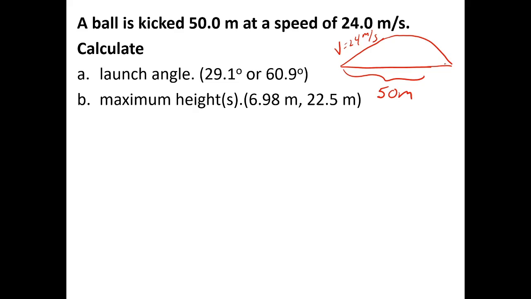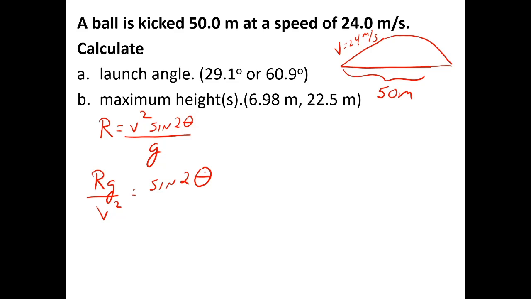Now, because this is level to level, we're kicking it down a field, we can use the range formula. So range is v squared over g times sine of 2 theta. Now it wants the launch angle, so we're after the theta. So what we're going to do here is rearrange this. We're going to have rg over v squared is sine of 2 theta.